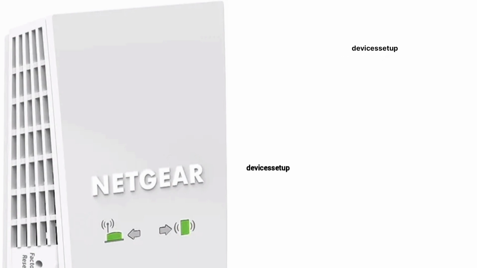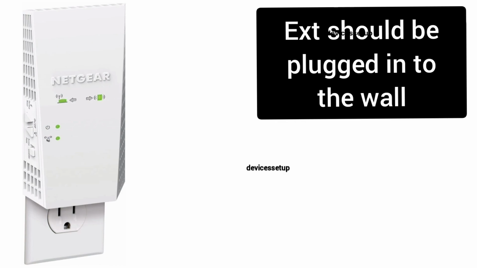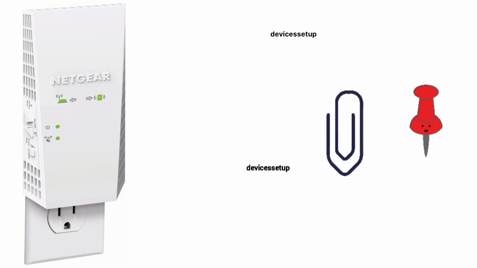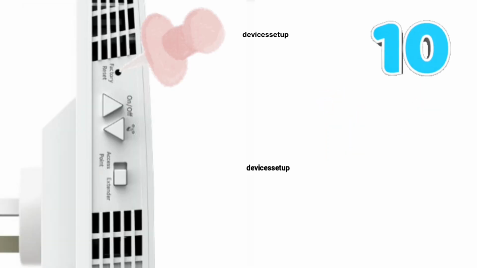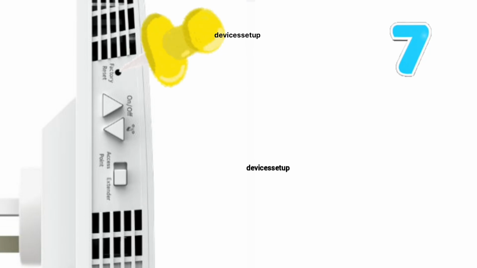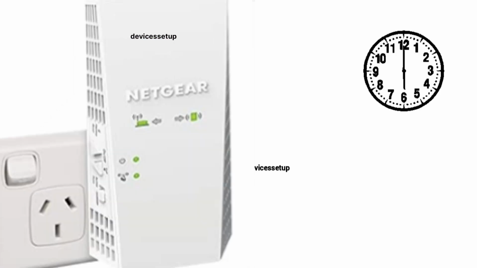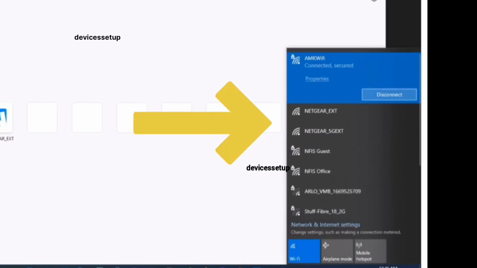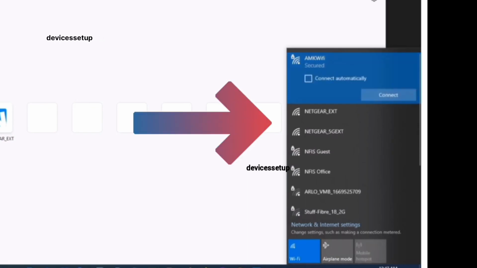Now, in order to reset the Netgear EX6250 extender, first make sure your extender is plugged into the wall and the power LED is stable. Now grab a paper clip or anything pointed and put it inside the reset hole for around 10 seconds while the extender is still plugged into the wall. After 10 seconds, take the pin out and wait for another 2 minutes till the power LED on the extender gets stable again. Now, you will be able to see the Netgear extender factory default name in your Wi-Fi list.